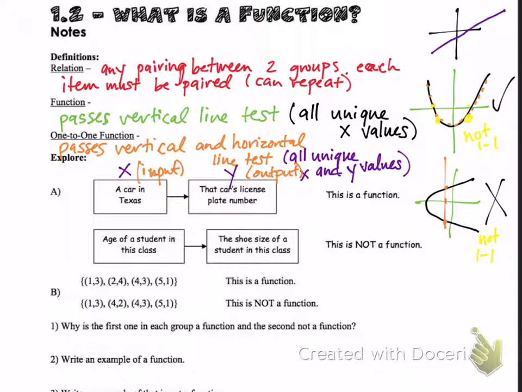But let's say that my input or my x values are all the cars in Texas. And then my output is the license plate numbers, that car's license plate number. So I would say that this is a function, yes, because every single car in Texas is different. There are no 2 cars that are exactly the same. They might be the same model and the same color, but they're not the same VIN number. Like they are all different. So I have all unique x values.